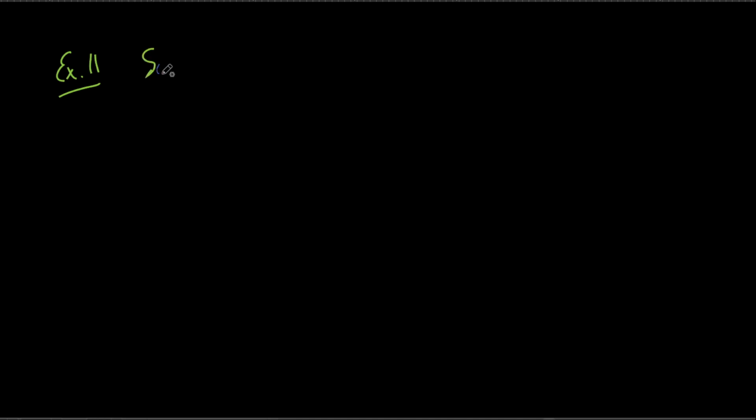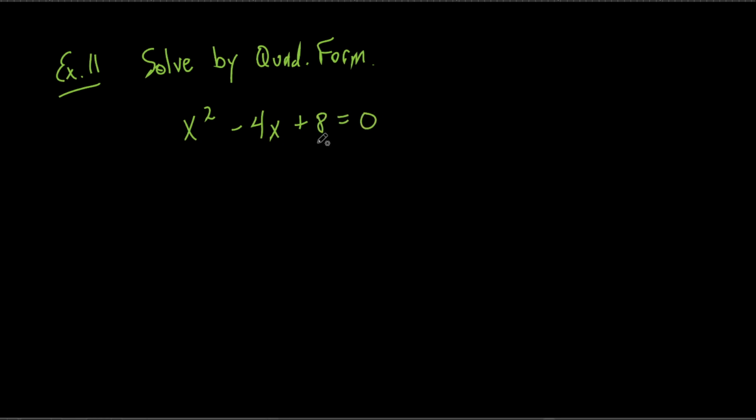Anyway, this says solve by using the quadratic formula. Solve by the quadratic formula. Okay, so we know what the quadratic formula is, don't we? So let's take a look at what the question is. It's x squared minus 4x plus 8 equals 0. All right. It looks like it'd be a nice little easy factoring problem, doesn't it? But if you tried to find something that factors, you're not going to get anything. All right. So this does not factor.